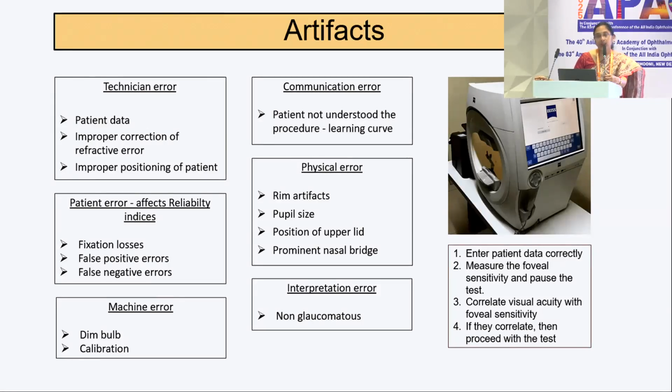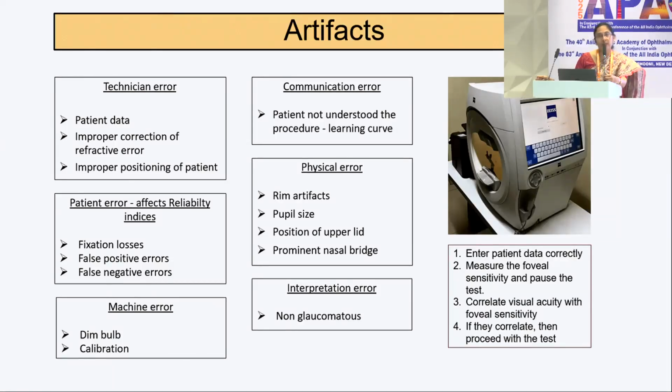There can be errors from the patient's side also, which can affect the reliability indices. Some of them are errors with the fixation losses, false positive and false negative errors. The patient has to understand how to perform the test. So it's a very important part of the examination that the perimetrist or the optometrist performing the perimetry has to explain the procedure to the patient well. So if the patient has not understood how to perform the test, there can be errors again.